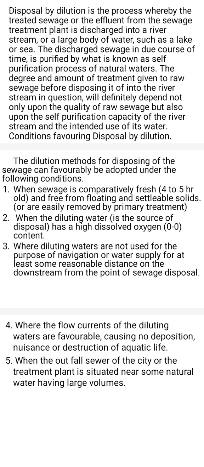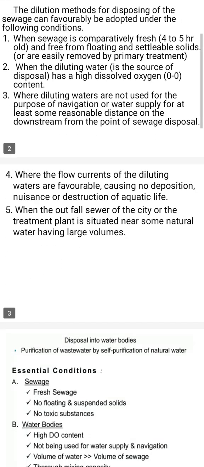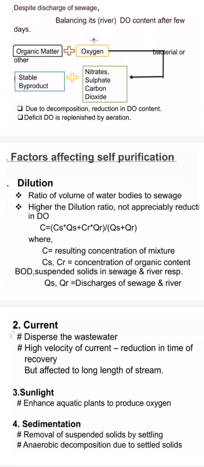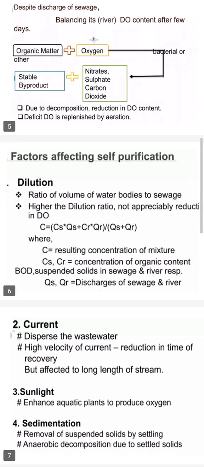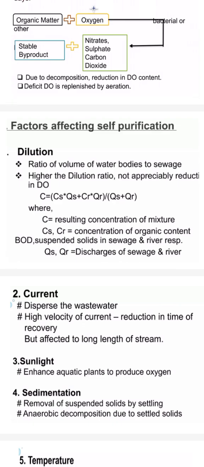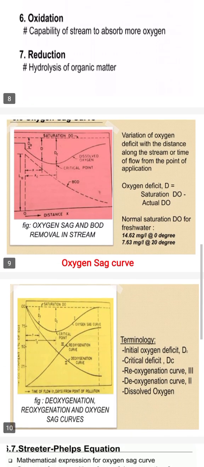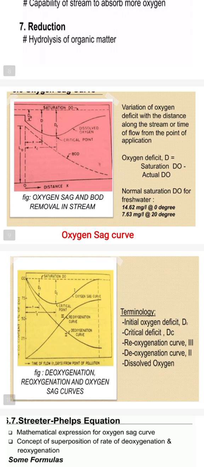Now there are some favorable conditions, and what exactly is the dilution and how the factors are affecting the self-purification. You must be knowing the dilution equation we are using, that is (CSQS + CRQR) divided by (QS + QR). And this is the oxygen sag curve which indicates how the BOD is going to be reduced.